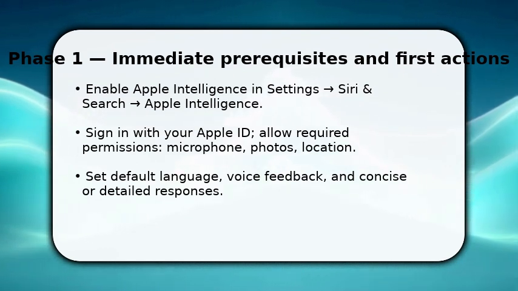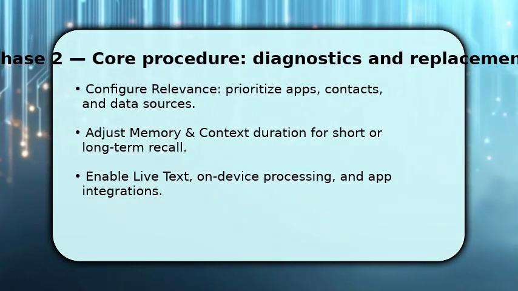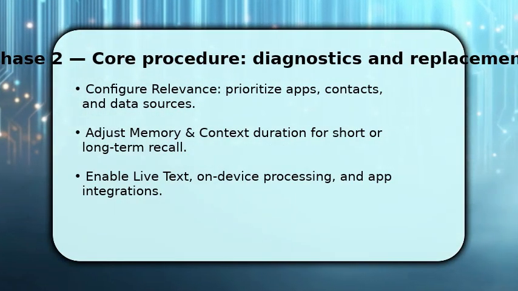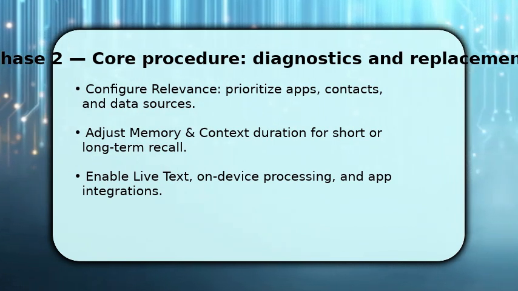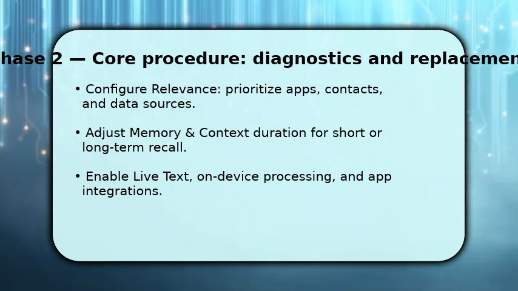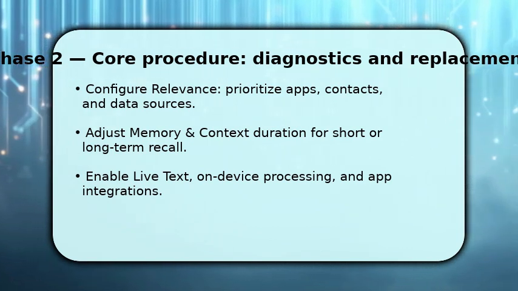Next, customize how Apple Intelligence uses your data so results match your routine. In Intelligence settings, set relevance priorities. Tell it which apps and contacts matter most because that directs its suggestions and shortcuts. Adjust memory and context windows. Shorter memory avoids stale suggestions, while longer memory helps multi-step workflows.